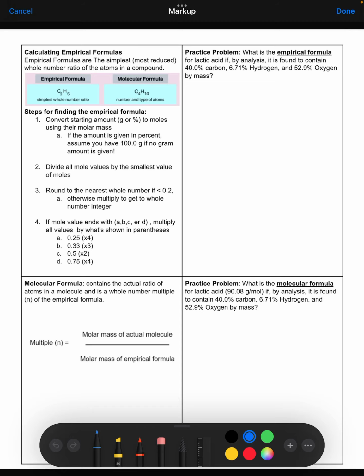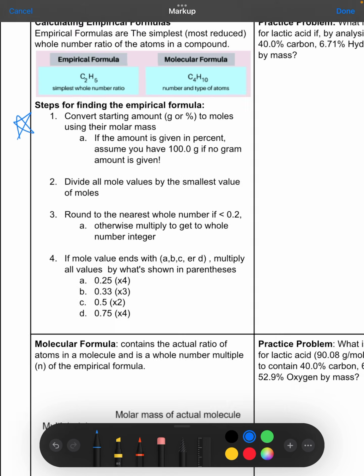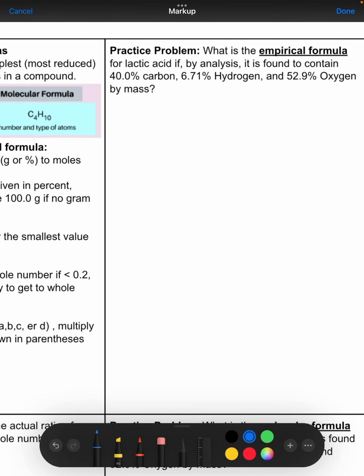Okay, so on the left here, you see a set of 4 different steps. Those steps are going to tell you what to do when you are asked to calculate empirical and molecular formula based on the types of problems that you will see in this class and on the AP test. So, looking at our first practice problem, let's figure out what it wants us to do.